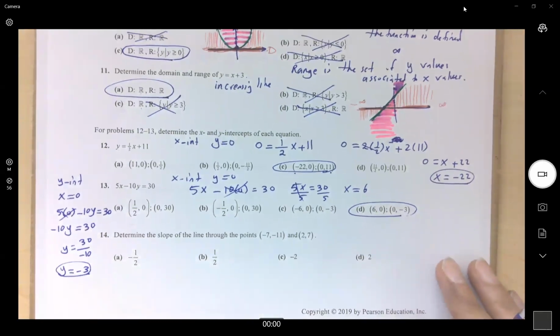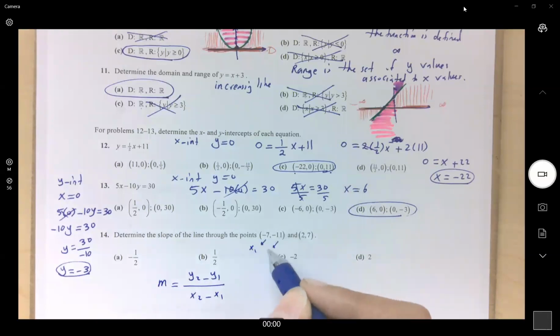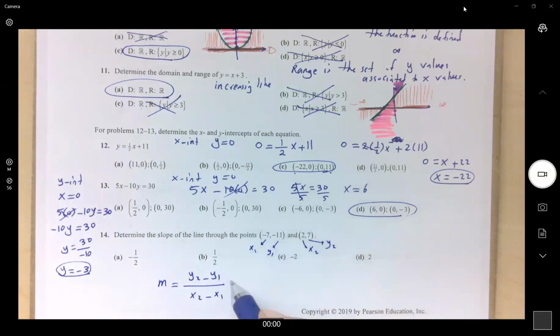Question 14 says, determine the slope of the line passing through these 2 points. So we know that slope is y2 minus y1 over x2 minus x1. So label these x1, y1, x2, y2. So 7 minus negative 11. Don't forget to use parentheses because your number is negative. Divided by x2, which is 2, minus x1, which is negative 7. So you get 7 plus 11 divided by 2 plus 7.